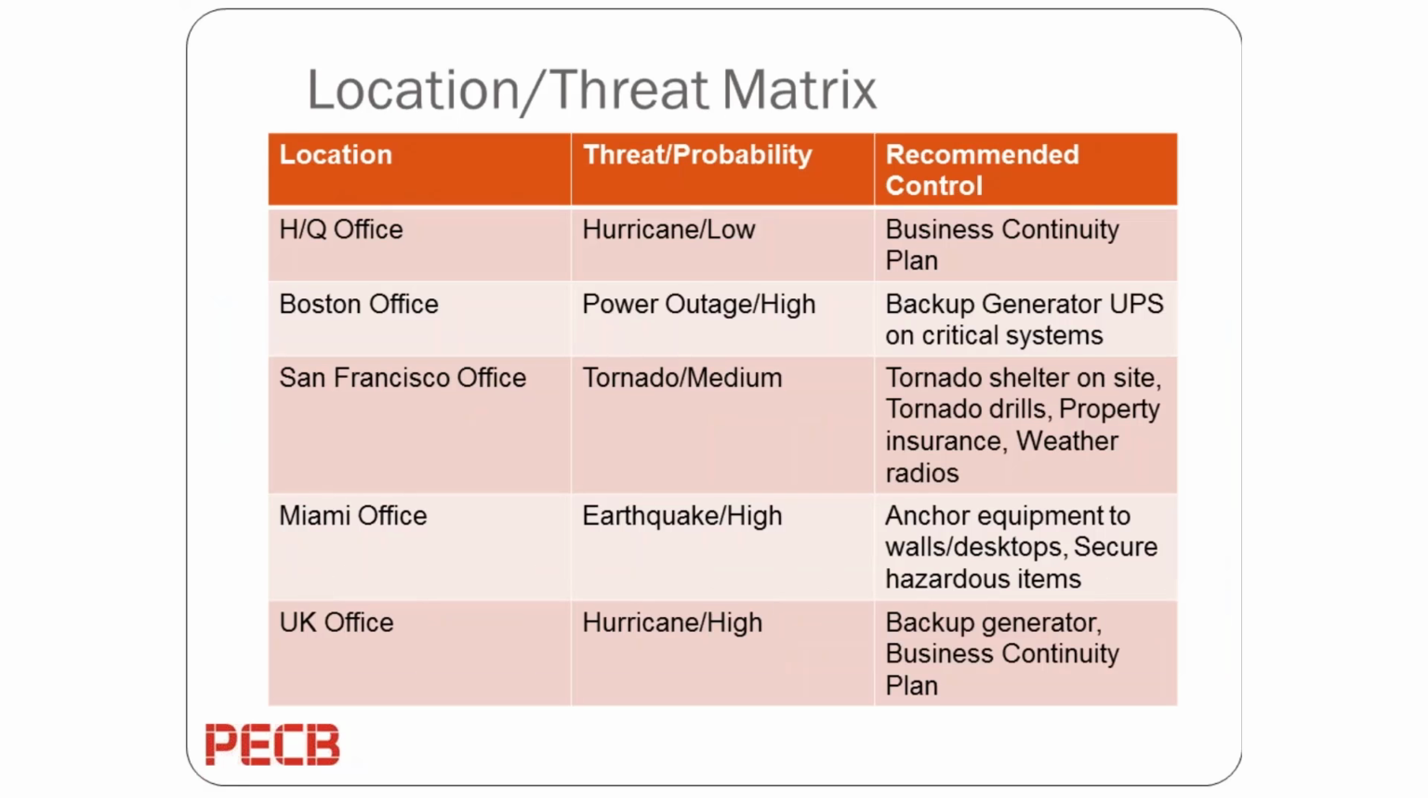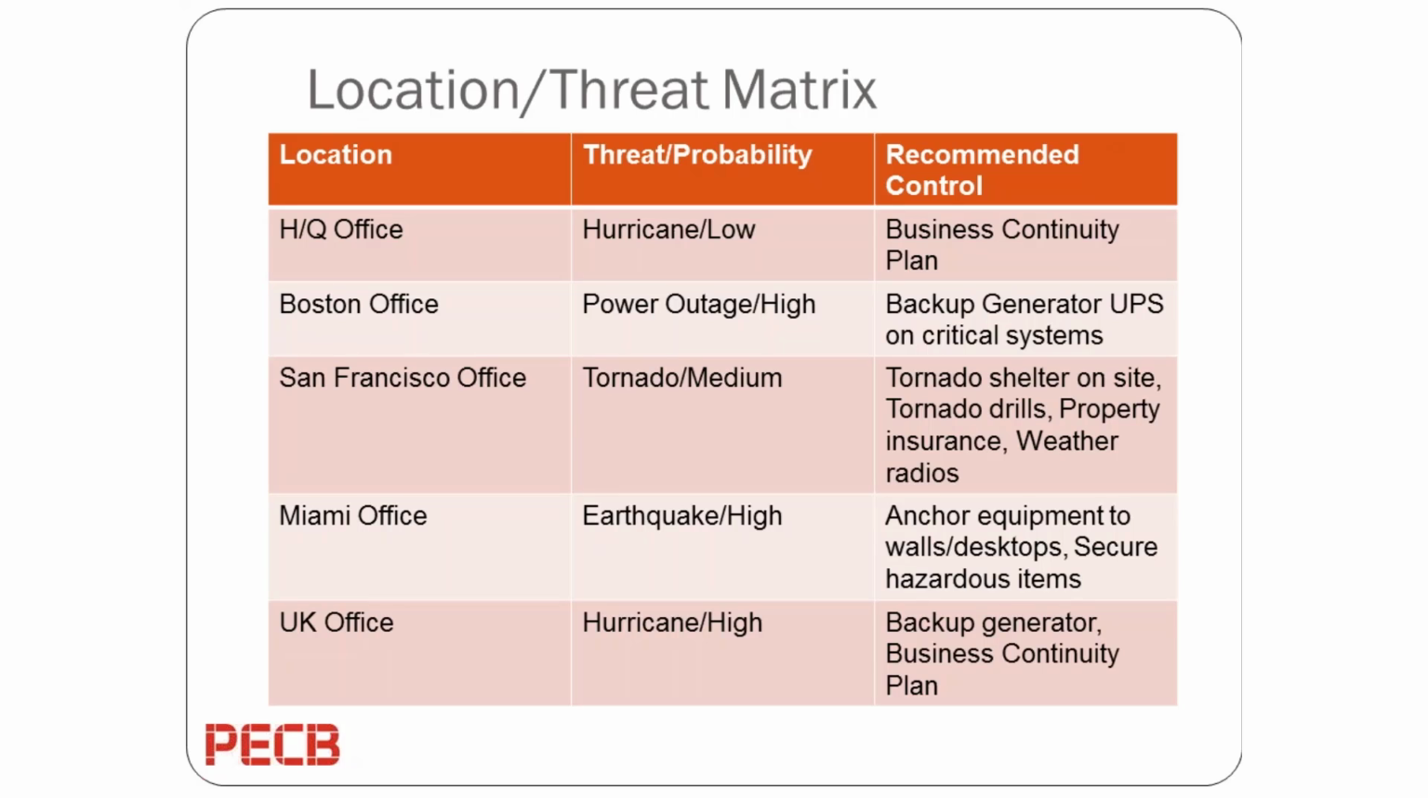You could also cascade it down by location. For example, for organizations that have multiple locations, you could begin to develop your threat and risk matrix by location. For example, like you have here, in the headquarters office, the threat identified is hurricane, and the probability is low. And then the recommended control action that you should take or develop is a business continuity plan.